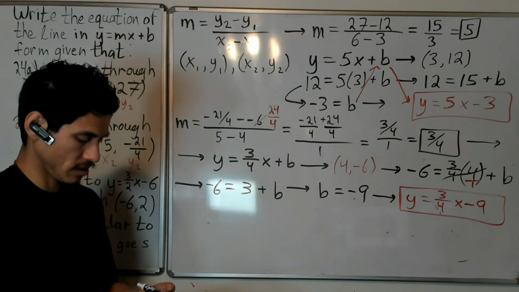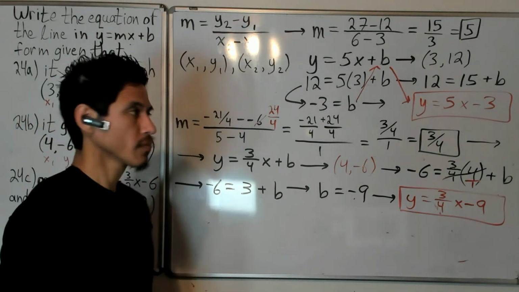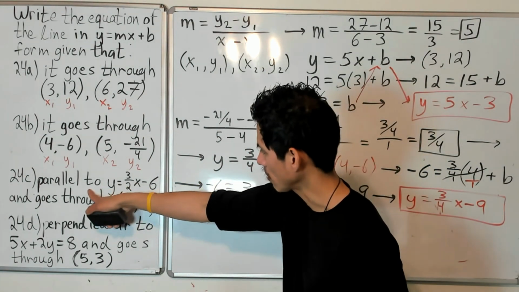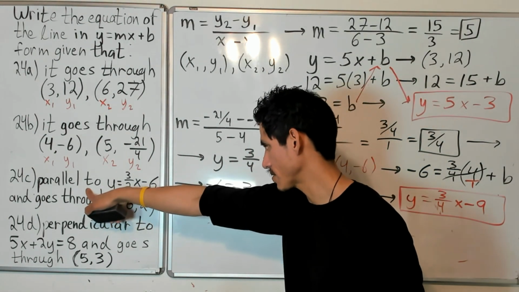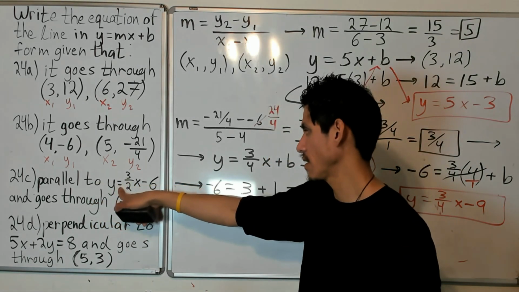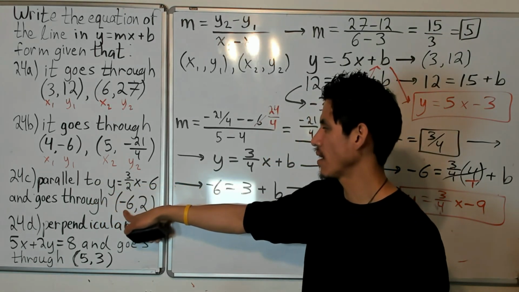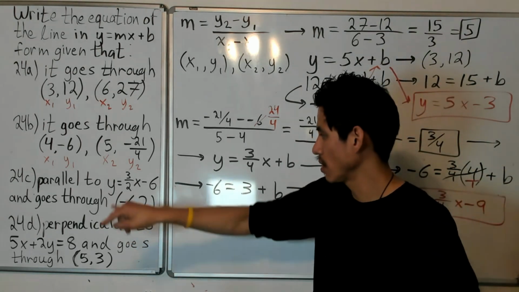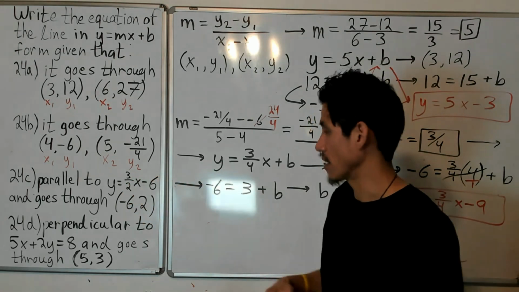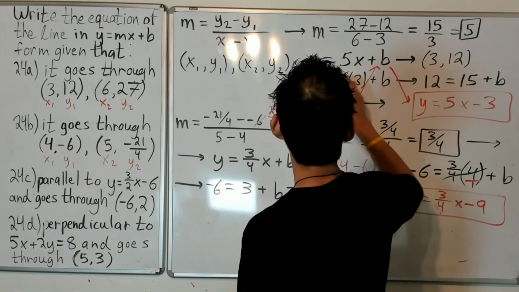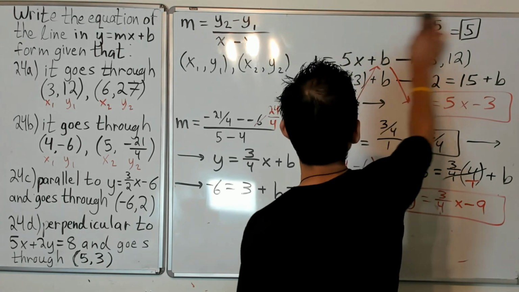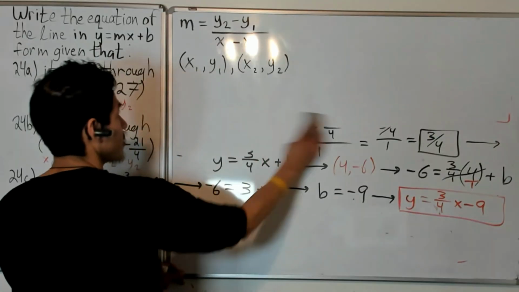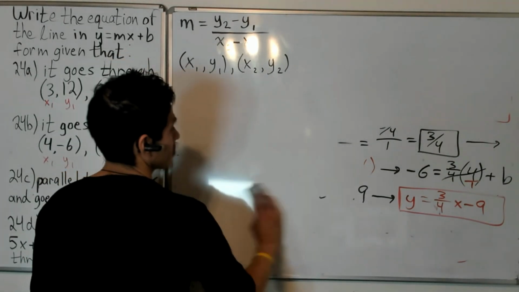All right, what next? Okay, now we have problem C. It's first telling us that it's parallel to this line, and then it goes through the point -6, 2. So we're only given one point that it goes through, but we're given that it's parallel to this line. So let me erase everything so I don't feel squished.